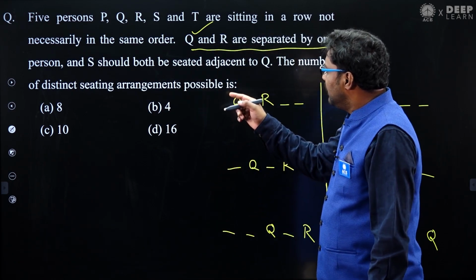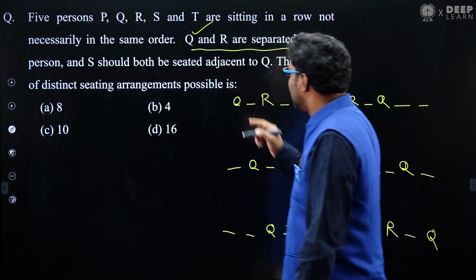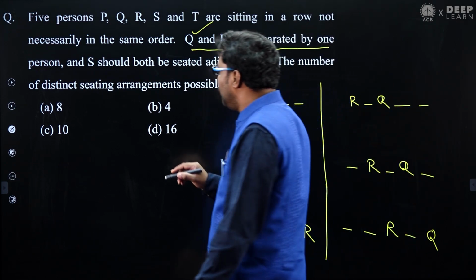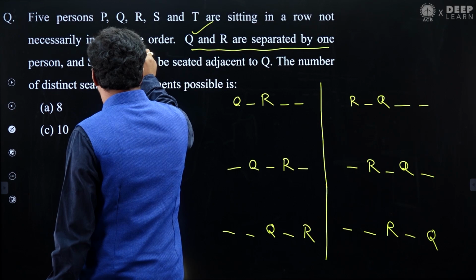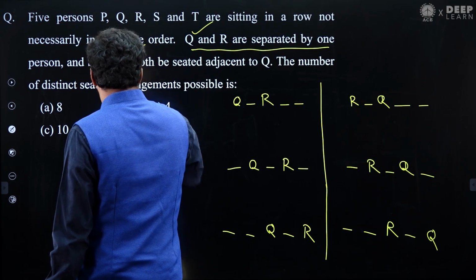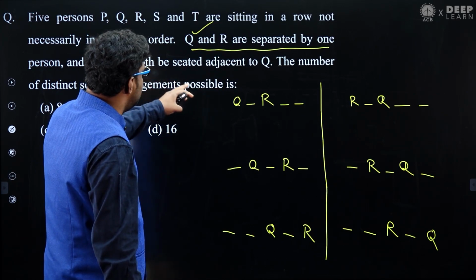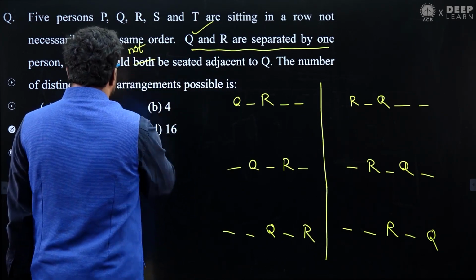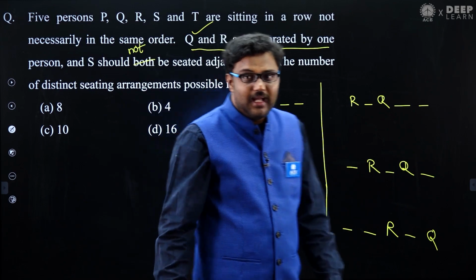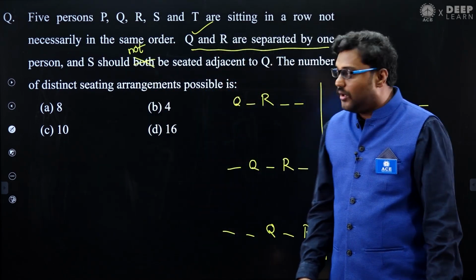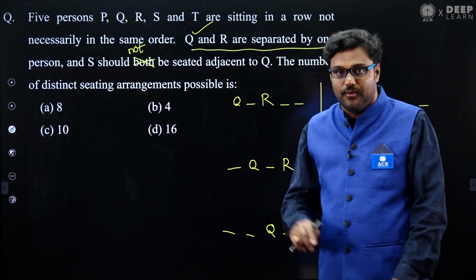Fine, next one is S should be seated adjacent to Q. Okay, actually, this is a mistake. S should not be seated adjacent to Q. The question is actually that S should not be seated adjacent to Q.